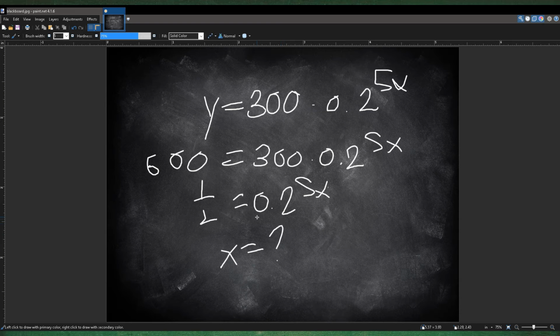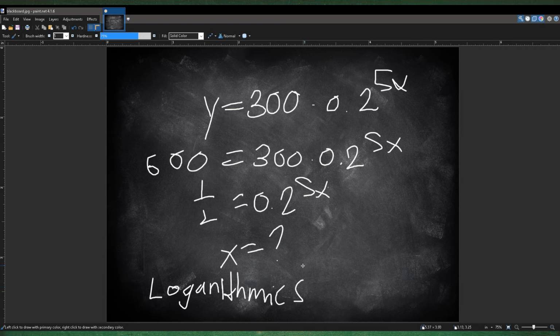Our class would be covering how to solve this precisely. Well, you're going to be using a calculator, but you're going to use a different function, which is called logarithms.